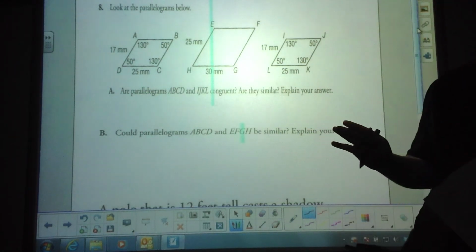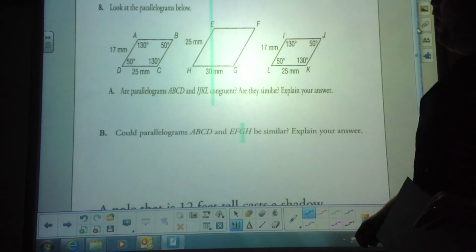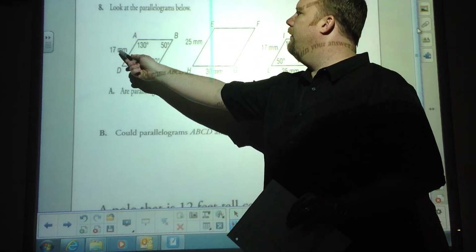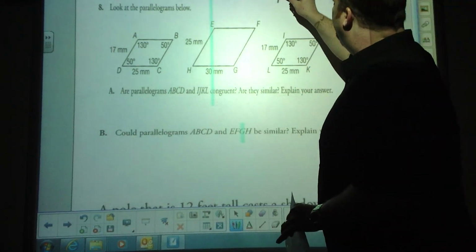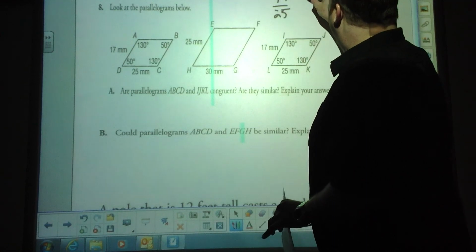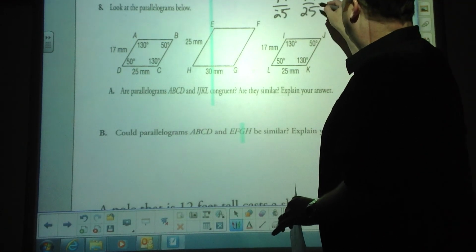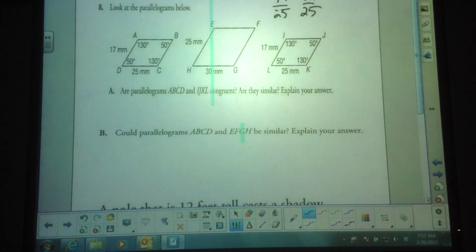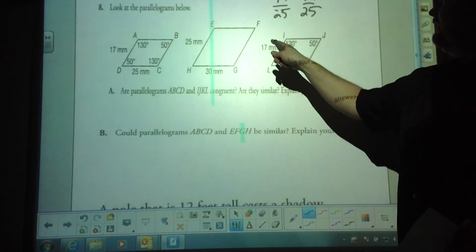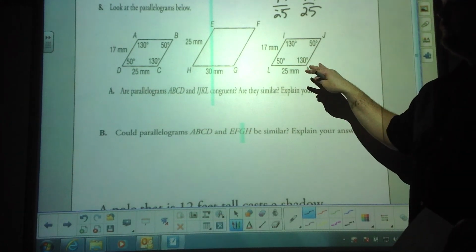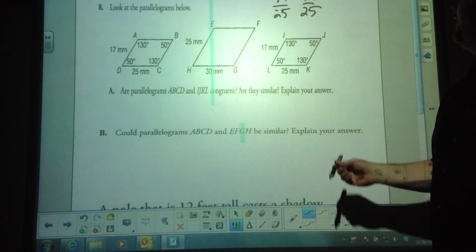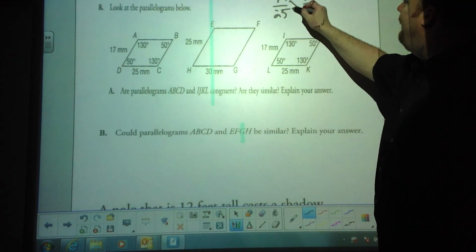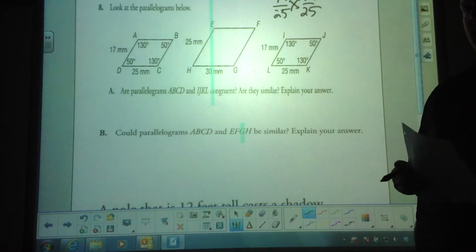Now, this is where this is going to start to confuse people if you're not careful. Are they proportional? 17 millimeters, 25 millimeters. 17, 25, 17, 25. Now, are they similar? Actually, yes, they are, because by definition, these are congruent because the side lengths are the same. But they are also similar. And I'll tell you exactly why. If you multiply 17 times 25 and then 25 times 17, you're going to get the same answer.